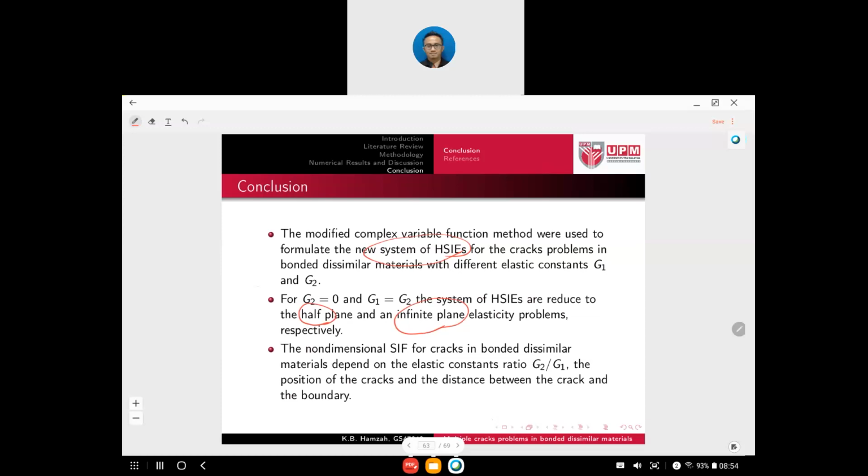The value of the non-dimensional stress intensity factor for a crack in bonded dissimilar materials depends on the elastic constant ratio, the position of the crack, and the distance between a crack and the boundary.